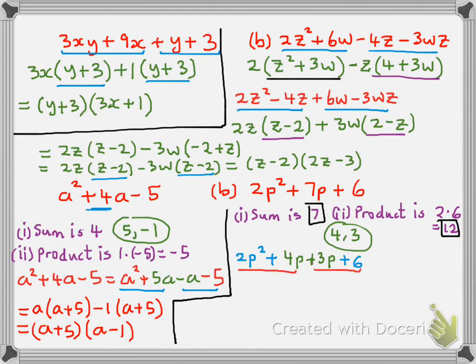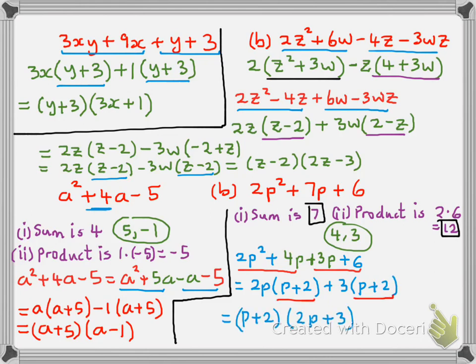And if you rearrange and you factor, your result will be as shown. 2p plus 3 and p plus 2. So p plus 2 times 2p plus 3. So this concludes our video for factoring.